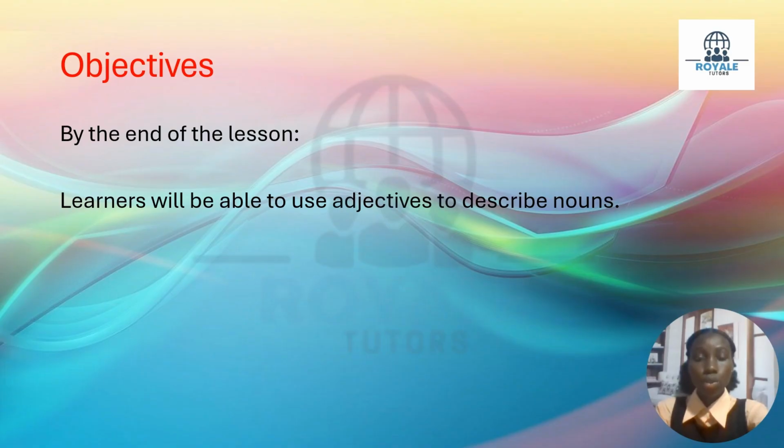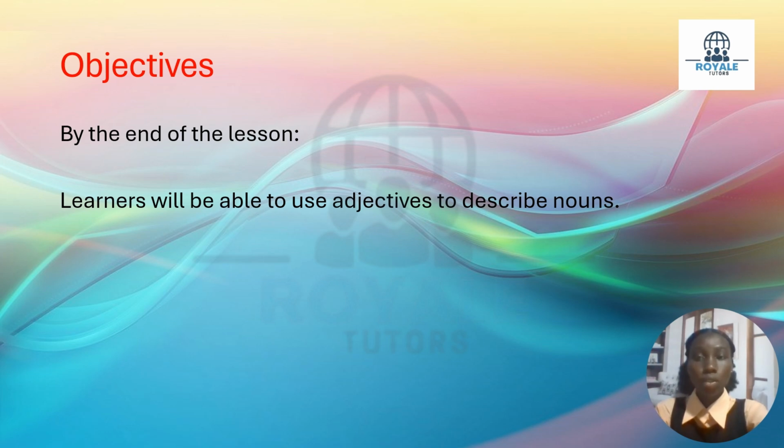You'll be able to use adjectives to describe nouns. You know what nouns are? Nouns are naming words. Nouns are naming words to name a particular person, people, things, animals. So if you want to talk more about it, you use adjectives.